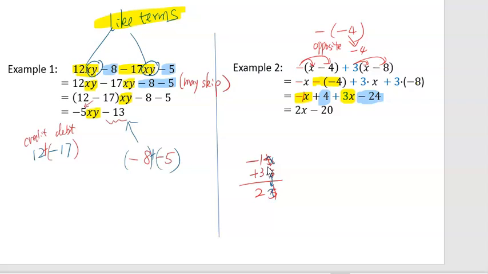You only deal with the numbers in front of them. And then 4 minus 24, that gives us negative 20. So again, how to do 4 minus 24? You can put a little plus sign between them. So we have $24 debt and $4 credit, and we have much more debt than credit. So the answer is going to be in debt. And how much more? 20 minus 4, $20 more debt.